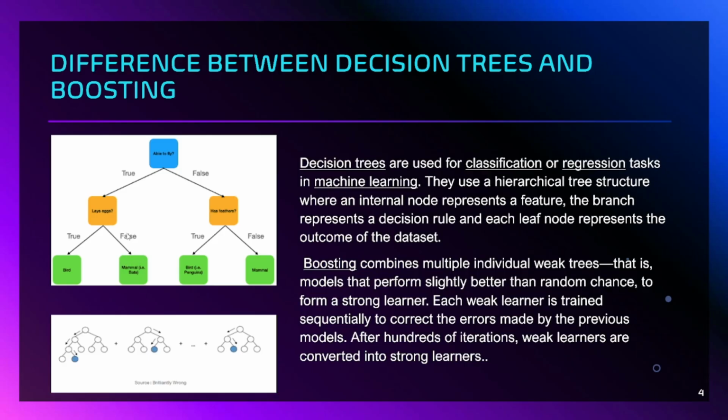So it's going to take in the data and try to decide whether it's true or false until we reach a specific condition based on the data. And then likewise, vice versa. If it's false, it has feathers. True, it's going to be a bird. If false, it's going to be a mammal. So it's kind of like that concept for decision trees.